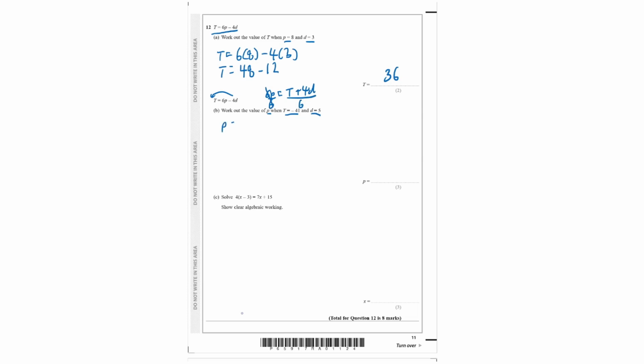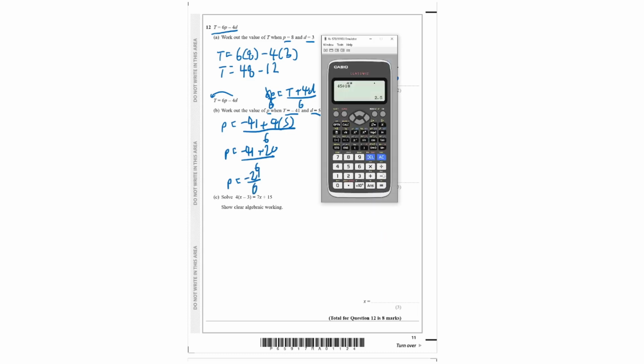We have p is equal to t, so that's negative 41, plus 4 times d, which is 5, which is then divided by 6. P is equal to negative 41 plus 4 times 5, that's 20, divided by 6. P is equal to negative 41 plus 20 is negative 21, and we divide this by 6. We can use our calculator here. Negative 21 divided by 6 gives us negative 3.5.